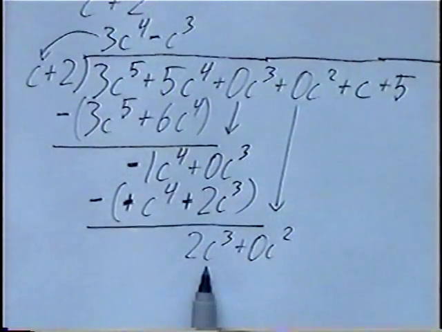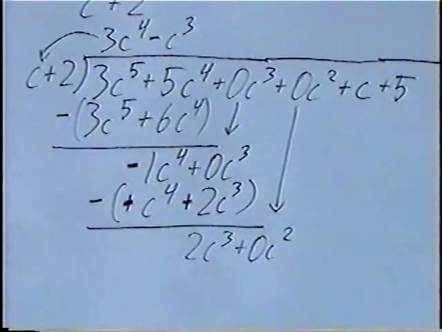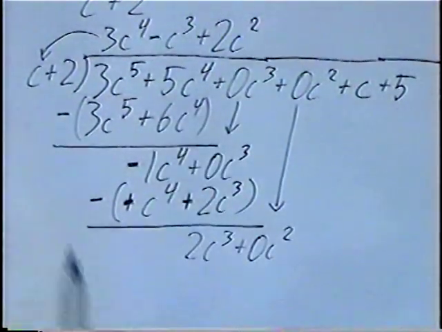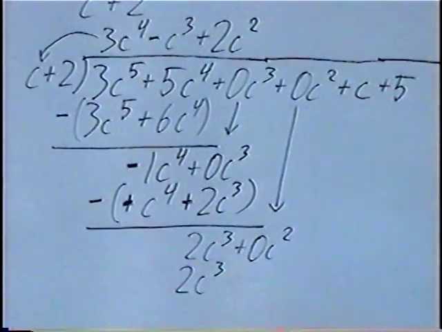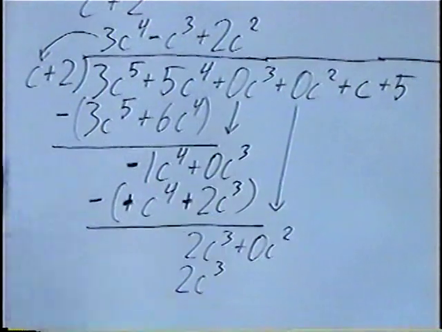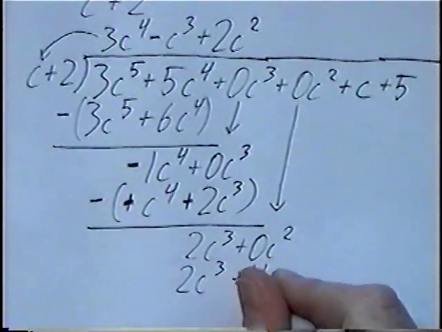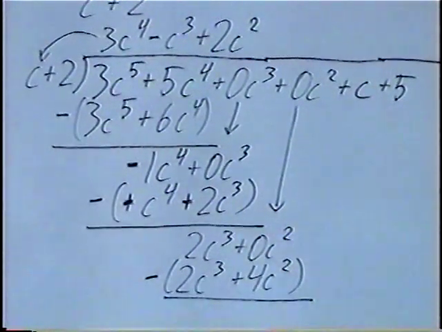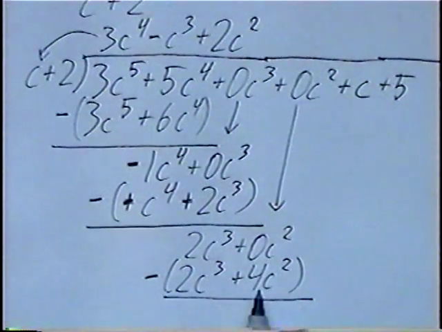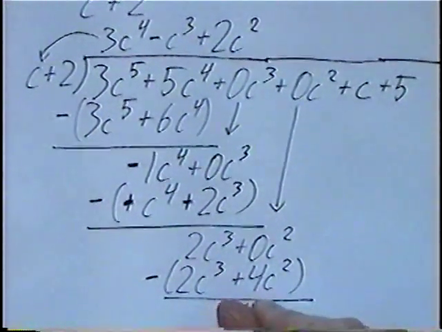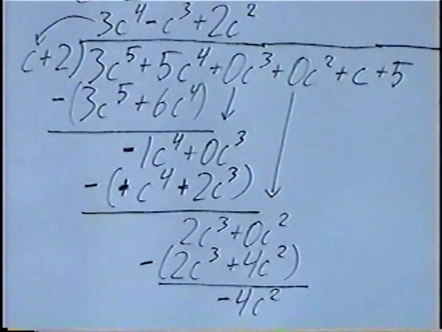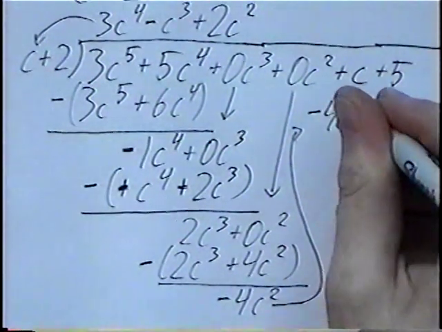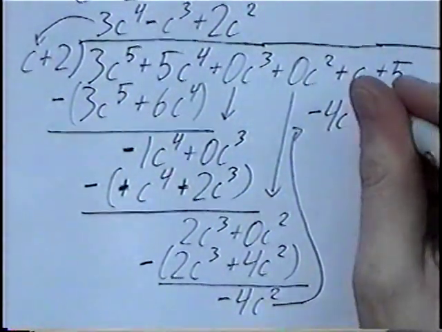C dividing into 2c cubed would be 2c squared. Multiplying 2c squared times c, that'll match up with 2c cubed. And 2c squared times 2 would be plus 4c squared. Subtracting, the first terms will cancel, and 0c squared minus 4c squared would be a negative 4c squared. I'll write the negative 4c squared up top, and we'll bring down the next term plus c.